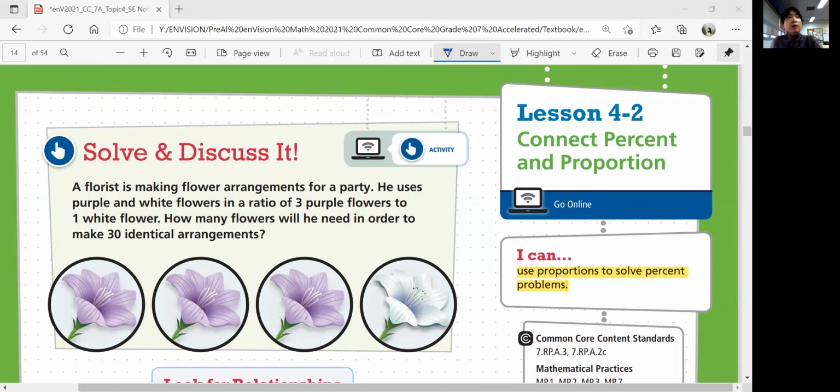Hi, this is Pre-Algebra, lesson 4-2. Connect percent and proportion. In this lesson, you'll be able to use proportions to solve percent problems. Let's look at solve and discuss it.